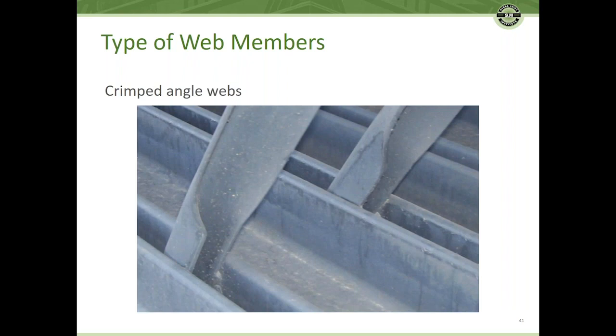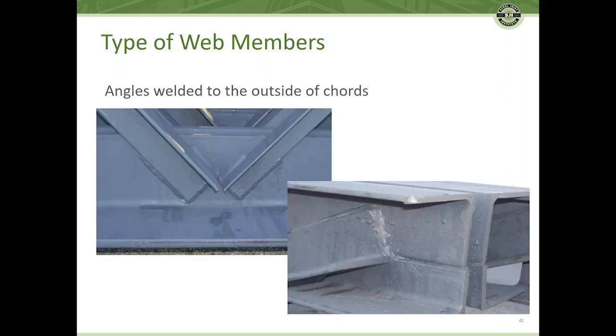Here's a photo of a crimp angle web. Essentially, we have an equal legged angle, and then in the manufacturing process, that equal legged angle is crimped or bent so that it will fit in between the chords and welded there. Here's a picture of angles being welded to the outside of chords. So when the forces are significant enough that a single angle won't do it, then we've got to add double angles. And you can see in this particular case, those angles are welded to the vertical leg of the top chord or bottom chord.